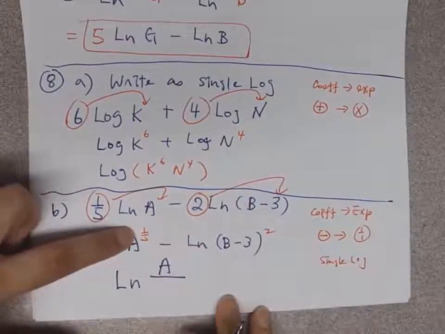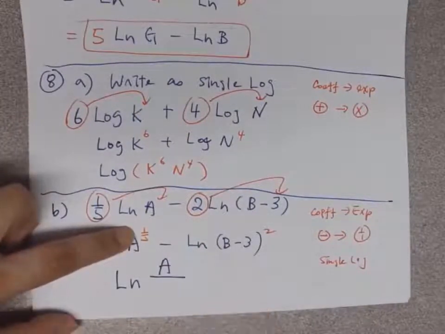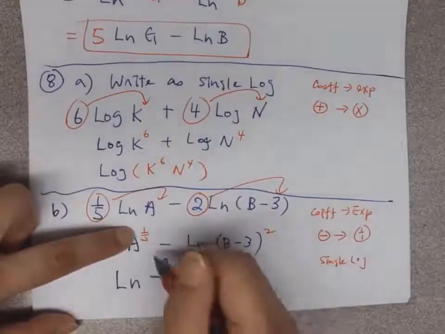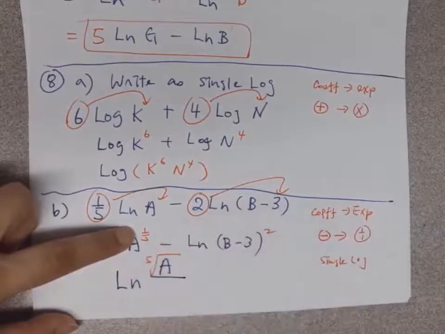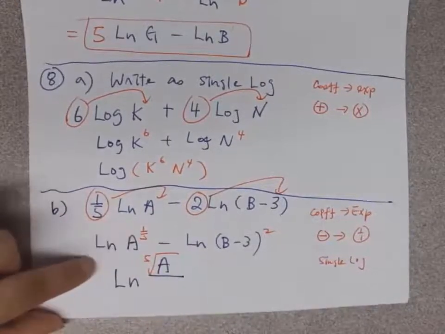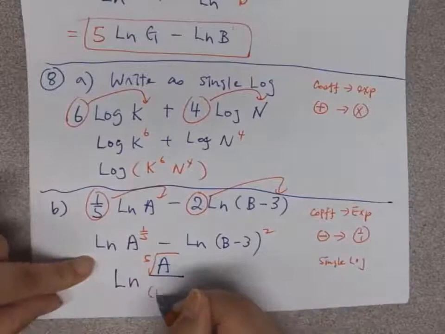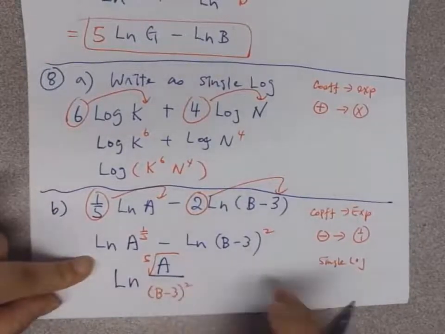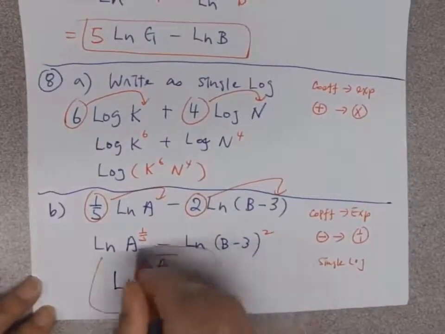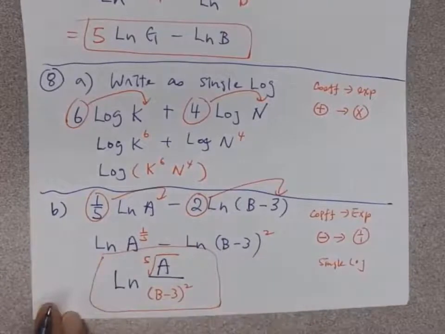This is 1/5 power. 1/5 power can be written as what? The 5th root of A, because it's 1/5, right? The root number is 5. And then the bottom part we have B minus 3 squared. So look at this again and see if you have questions.